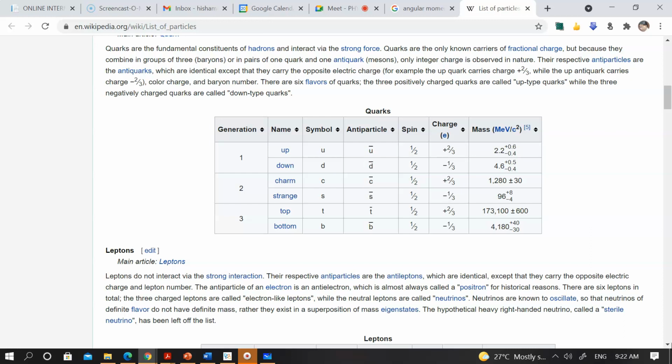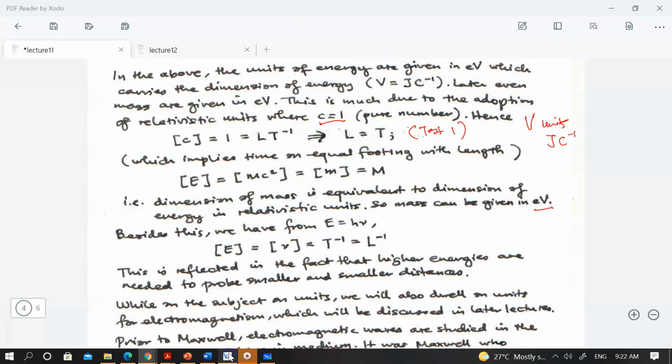The mass is given here in terms of mega electron volts, and then you have heavier quarks, charm and strange, and finally top and bottom. The last quark that they have seen is the top quark, which I think they found in the early 90s or late 80s. Right, so let me get back to the notes.